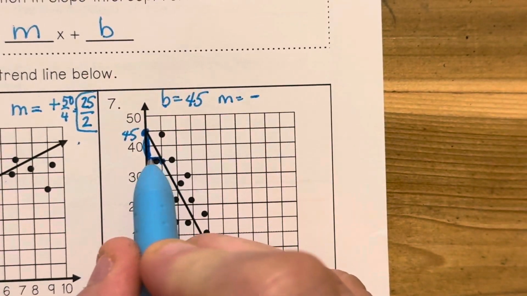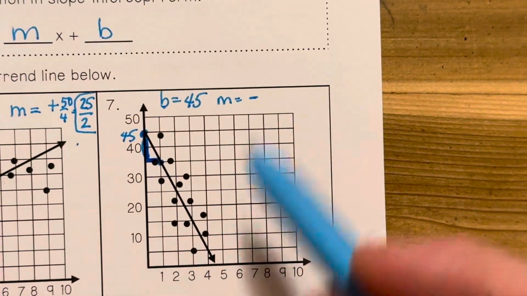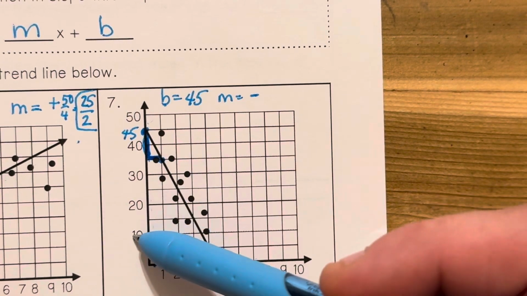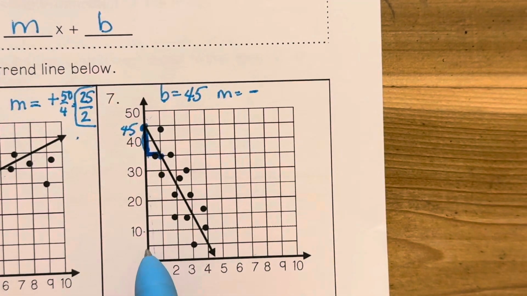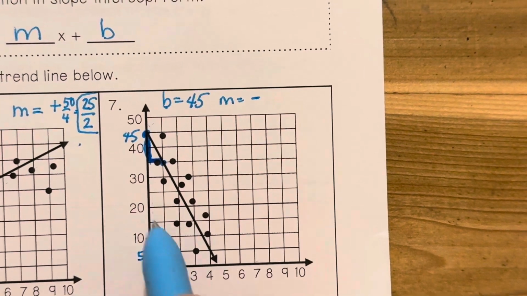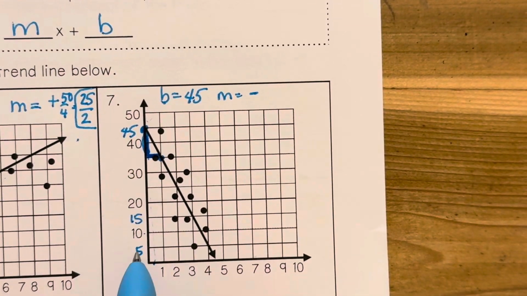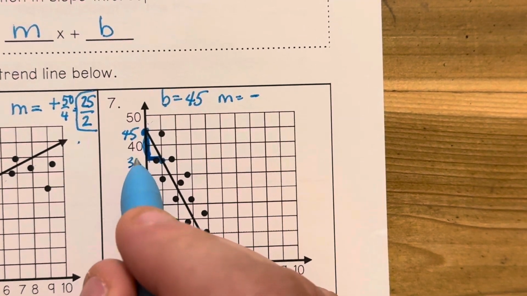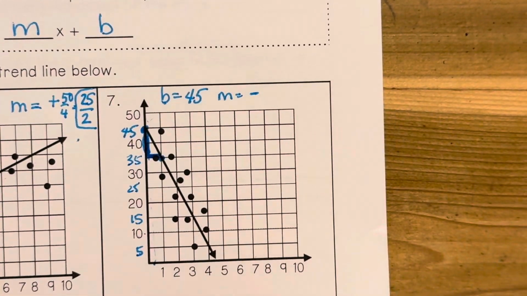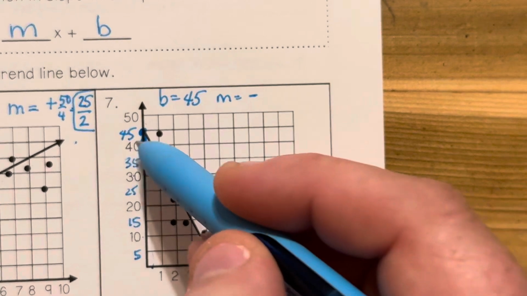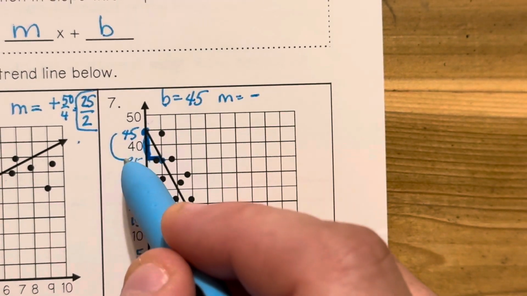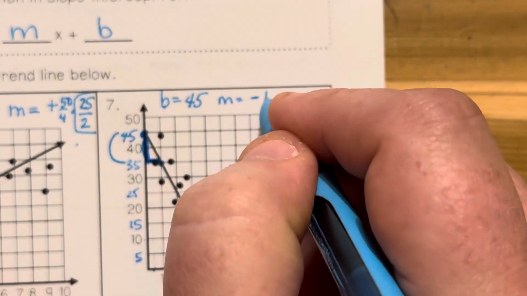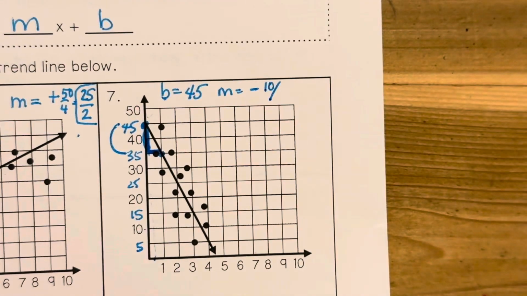Rise and run. Okay, so on my rise, on my y-axis, what do I notice they're counting by? The numbers are by tens, but they're skipping a block. So each block or each line is worth 5. So I have 5, 10, 15, 20, 25, 30, 35, 40, 45, 50, right? So my rise is going from 45 to 35. So I'm going down by 10, right? So there's my negative 10 over.